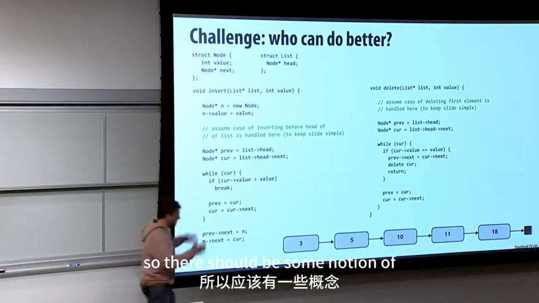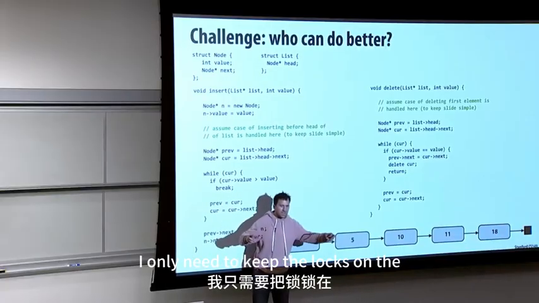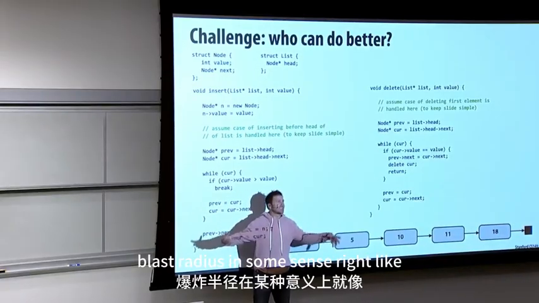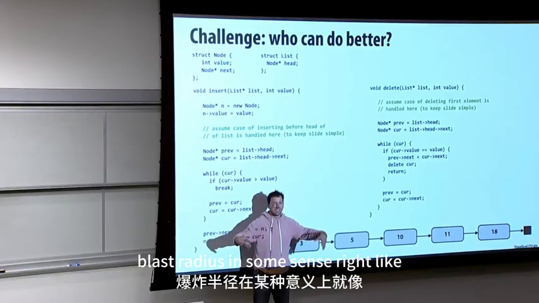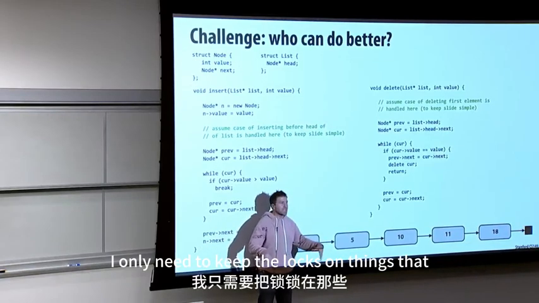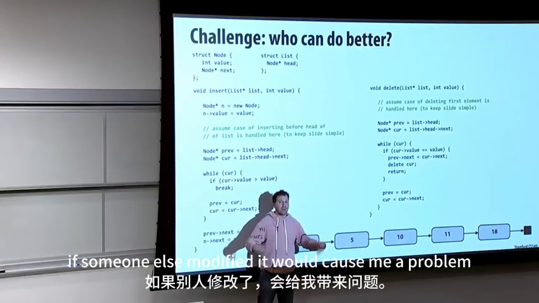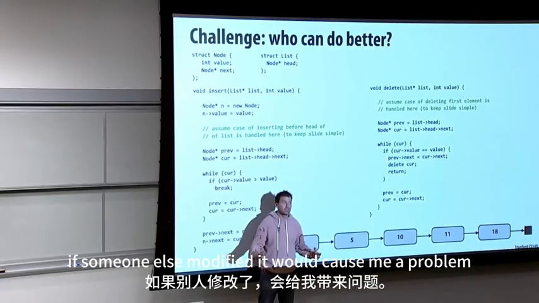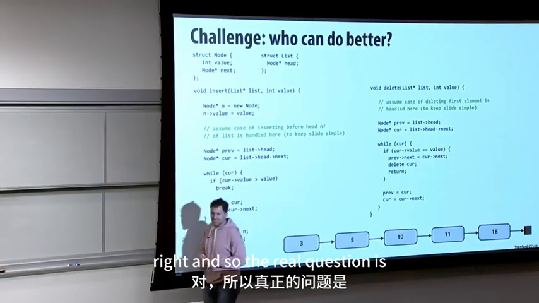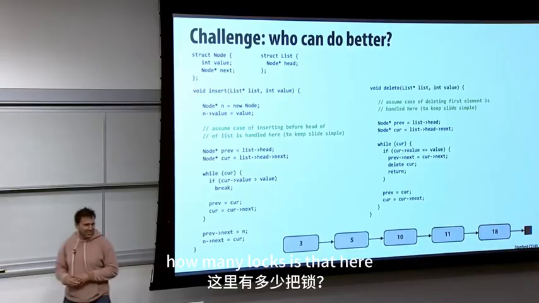So there should be some notion of I only need to keep the locks on the blast radius, in some sense, right? I only need to keep the locks on things that if someone else modified, it would cause me a problem, right? And so the real question is how many locks is that here?